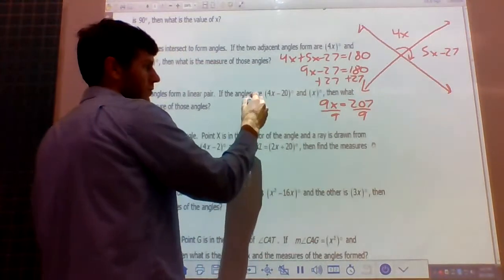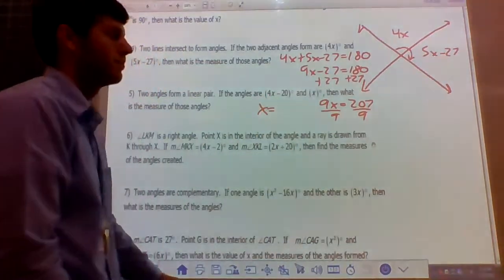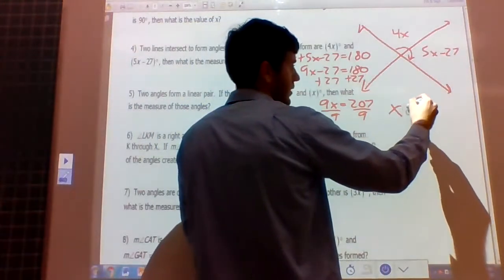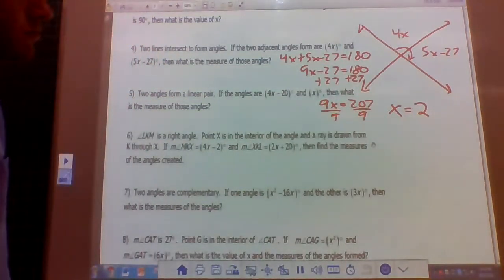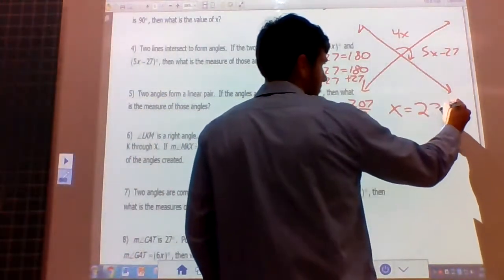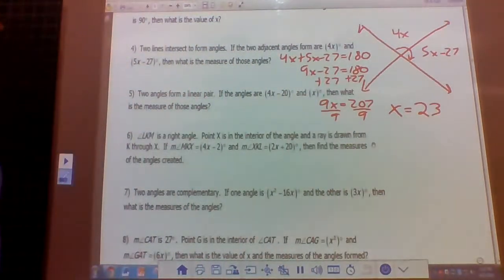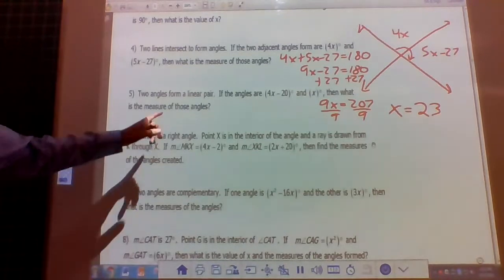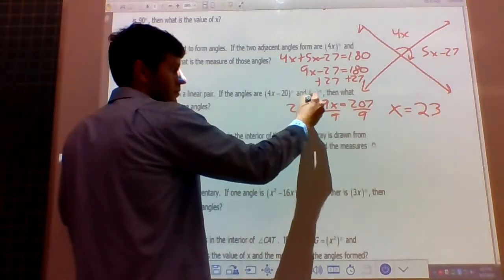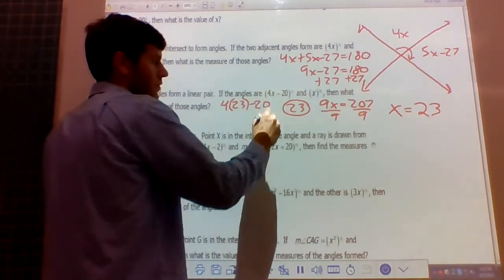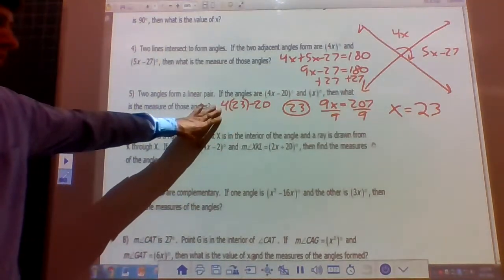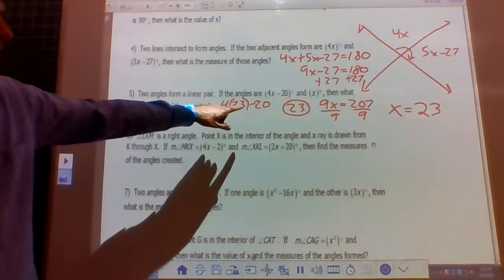So 9 goes in twice, and you're going to have 17 left over, right? So x is 23. So the measure of those angles, this one's going to be 23. This one over here is going to be 4 times 23 minus 20. So that's 112. Sorry, that's 92. Minus 20 is going to be 72.